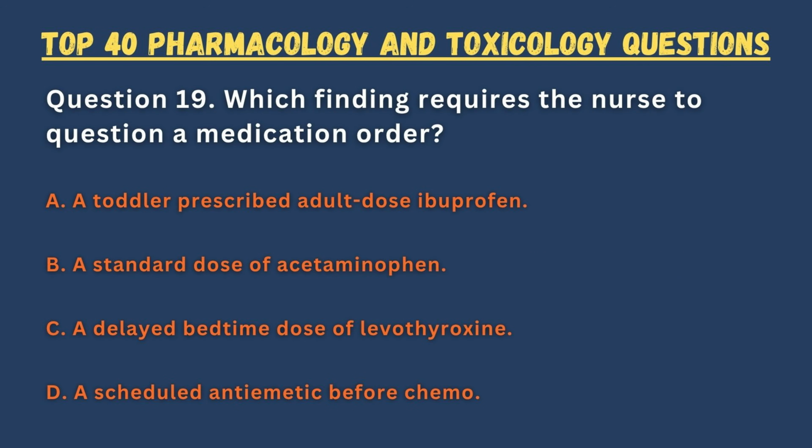Question 19. Which finding requires the nurse to question a medication order? A. A toddler prescribed adult dose ibuprofen. B. A standard dose of acetaminophen. C. A delayed bedtime dose of levothyroxine. D. A scheduled antiemetic before chemo.